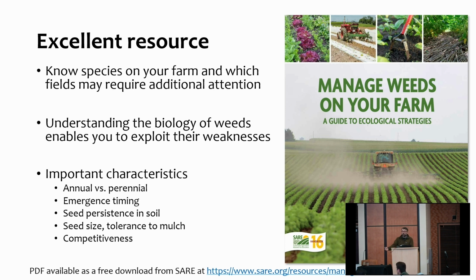Seed persistence in the soil. Some species persist for a really long period of time. Some species actually go away quite quickly if you prevent weed seed additions. Okay, seed size, tolerance to mulch, competitiveness with crops or shade tolerance. These are other traits that are really important that will help you manage and design, tweak your system so that you can reduce your weed problems.